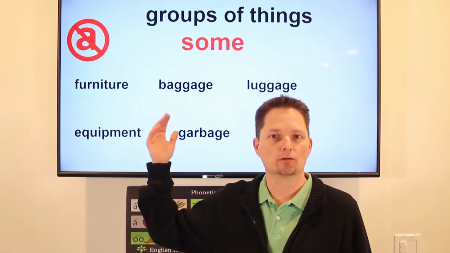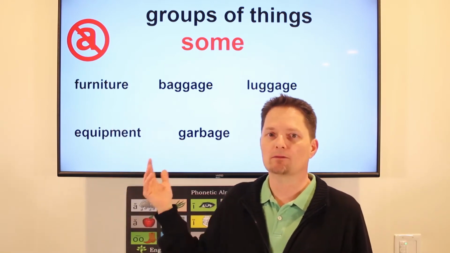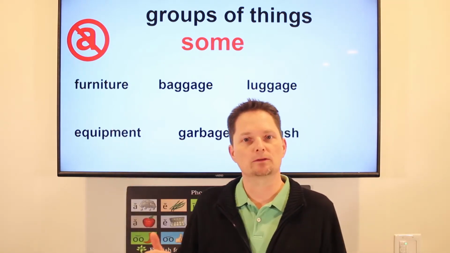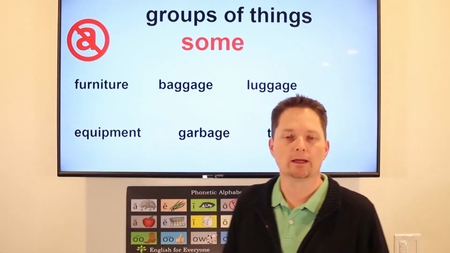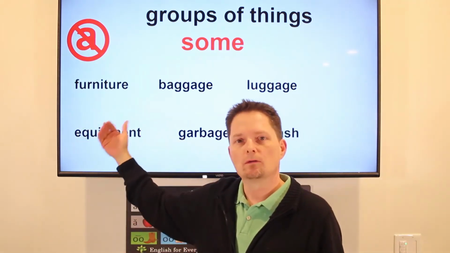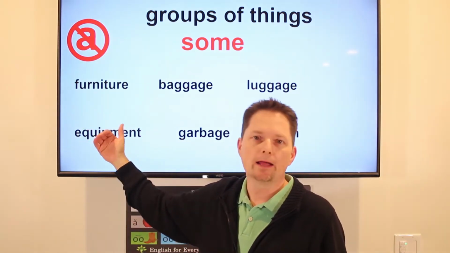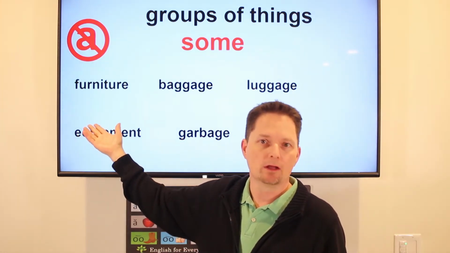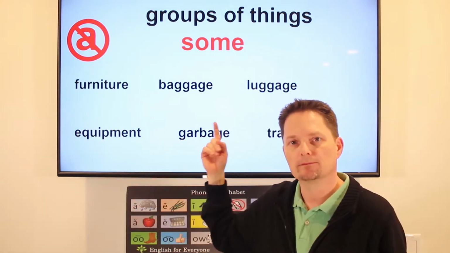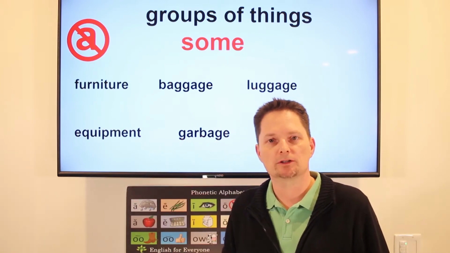Today we're looking at groups of things. Nouns that represent groups of things. They're not countable, so no a and no plural. Example, furniture. We cannot say a furniture, and you cannot say furnitures. The best option is some. I need to buy some furniture.